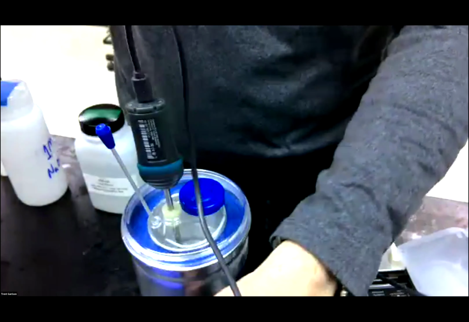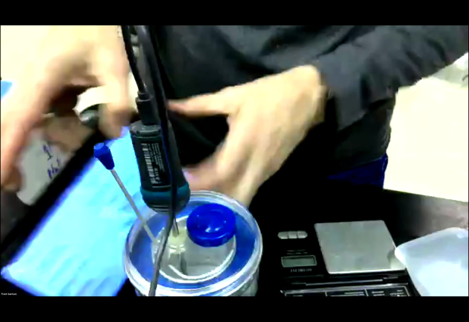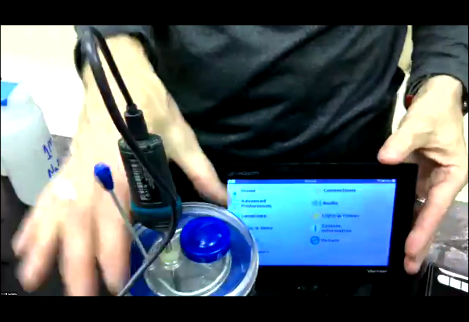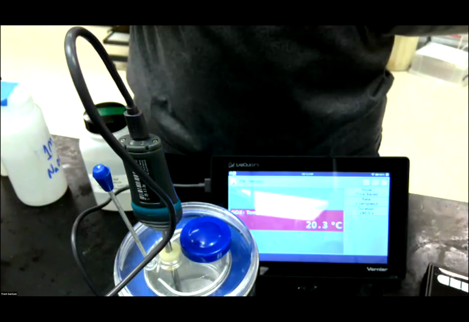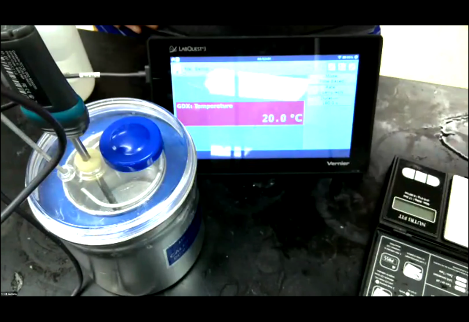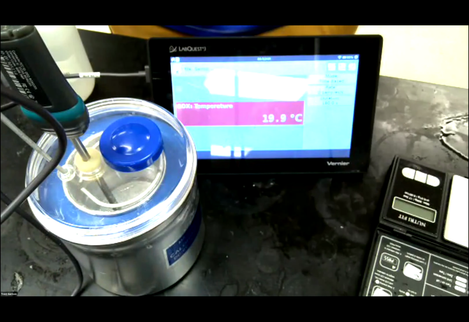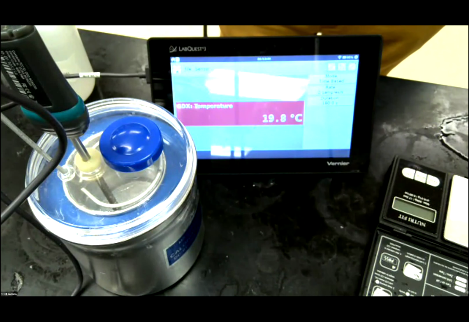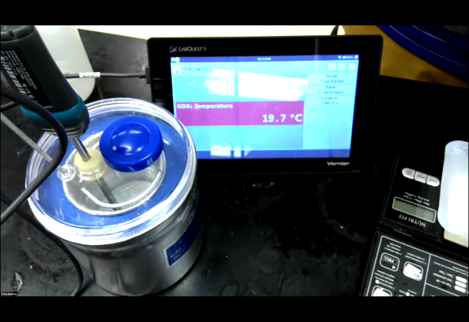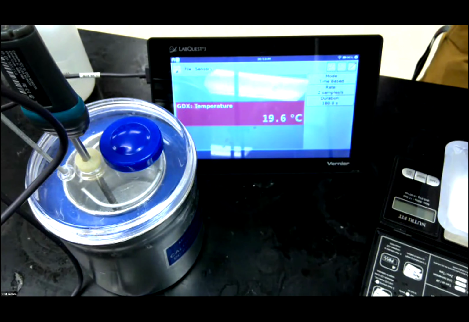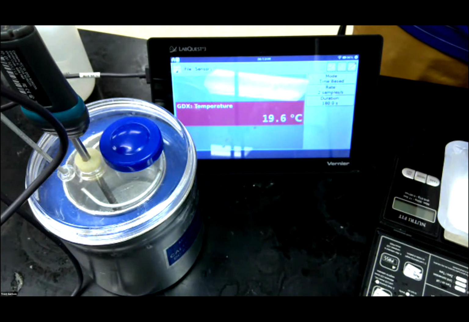Here we go. So we're going to put that in here. And so we'll wait just a little while for this water to come to equilibrium, and then we can get a recording of the first temperature here. And it looks like it's going down somewhere around 19.8. It looks like it's stabilizing. No, it went down to 19.7. That looks like that's where it's going to, well, 19.6. All right, so we're going to go with 19.6 as my starting temperature.